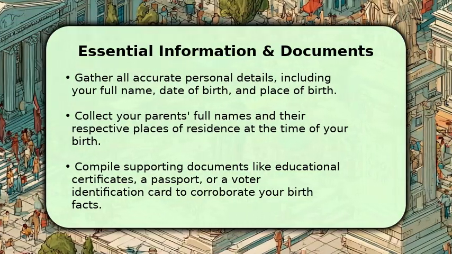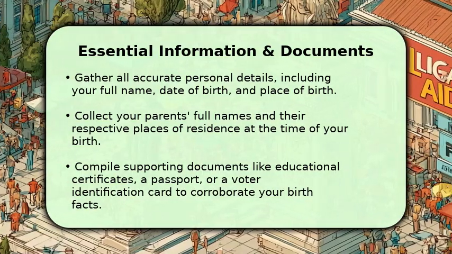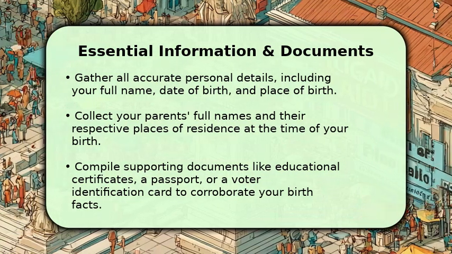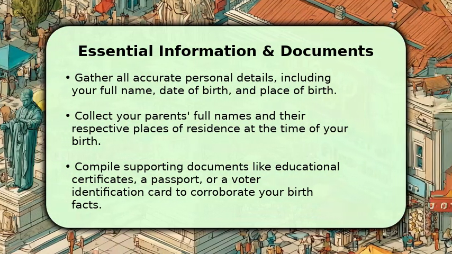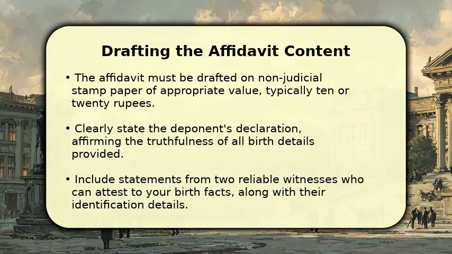Collect any available supporting documents, such as your educational certificates, a valid passport, or a voter identification card, as these will help corroborate the facts stated in your affidavit. Next, you will proceed with drafting the actual content of your birth affidavit.